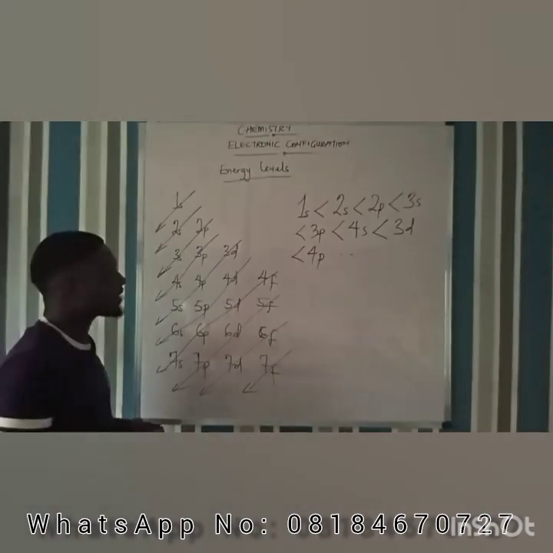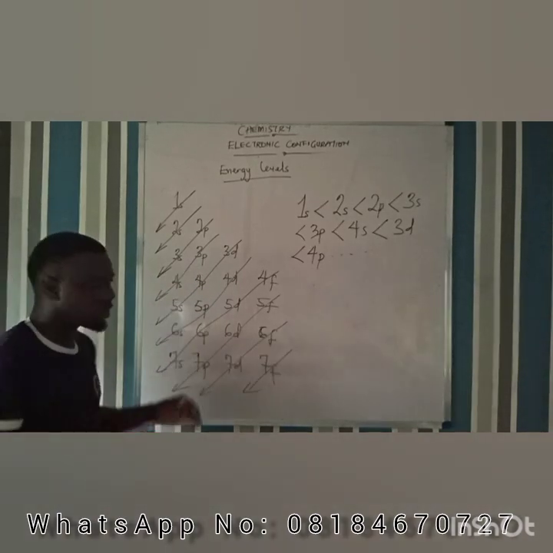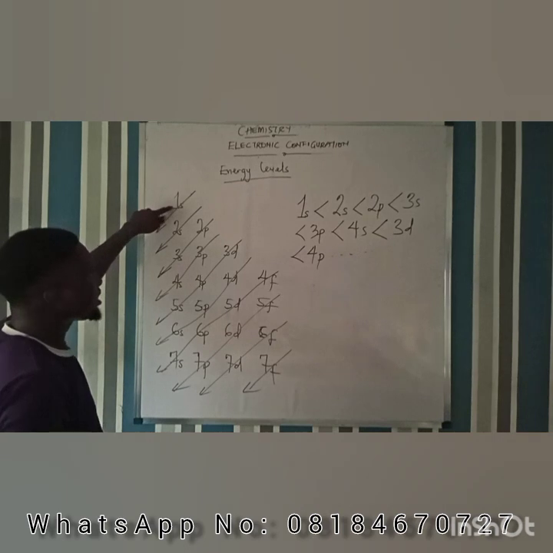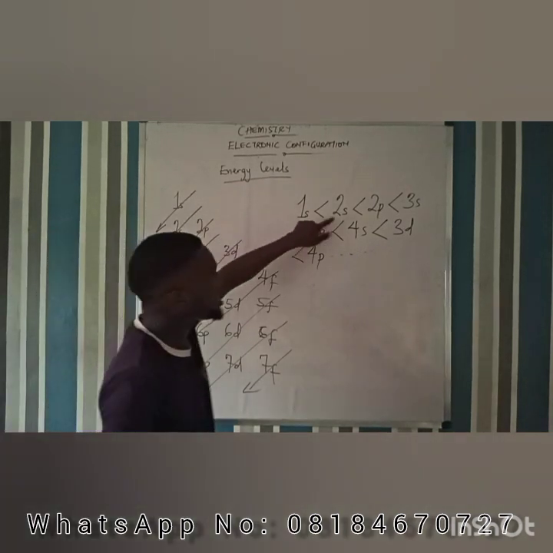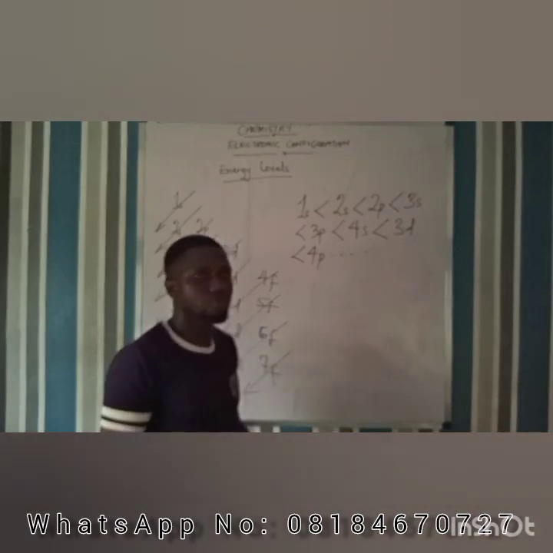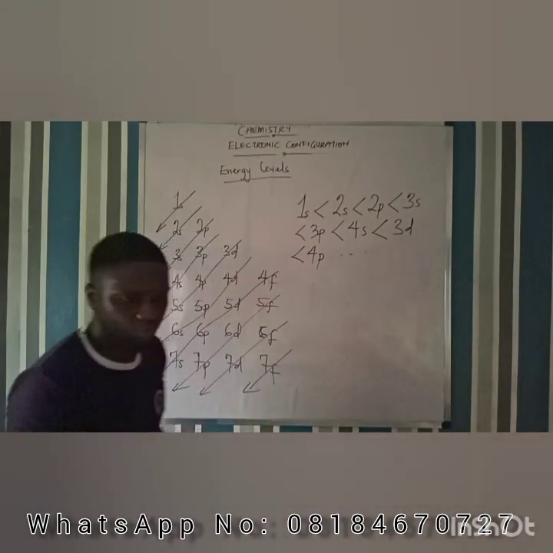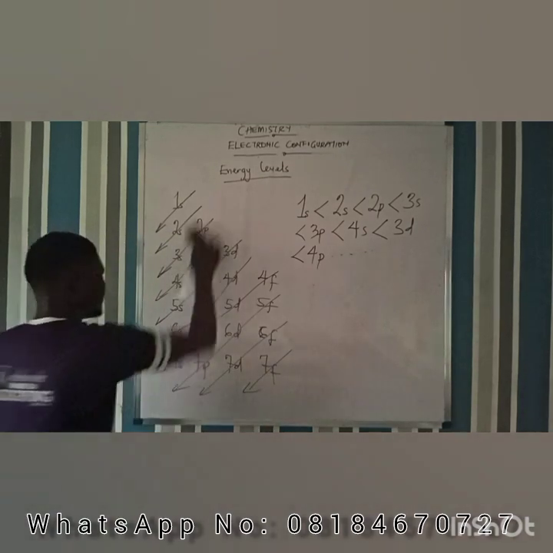So that is what you are having there. Now that we know this, you have to be careful. Ensure you follow that order. This is the lower energy level, followed by this, followed by this, in increasing order of the energy level. That is what we are having there. Now that we know this, we have to move to the next one.